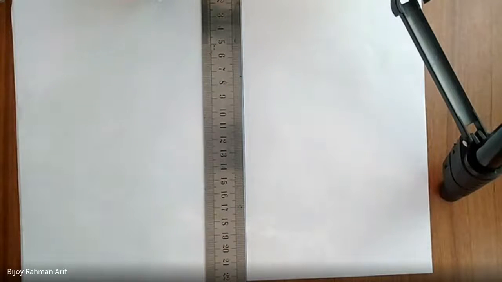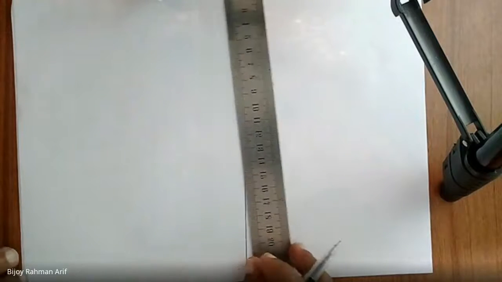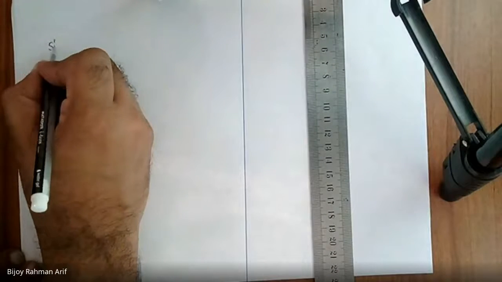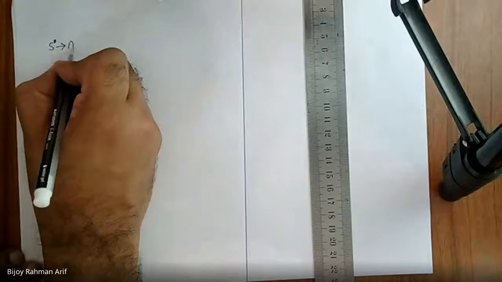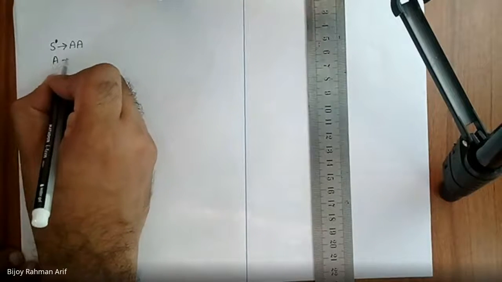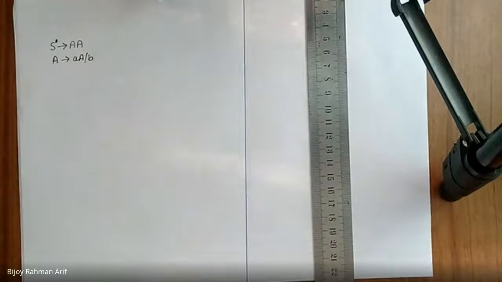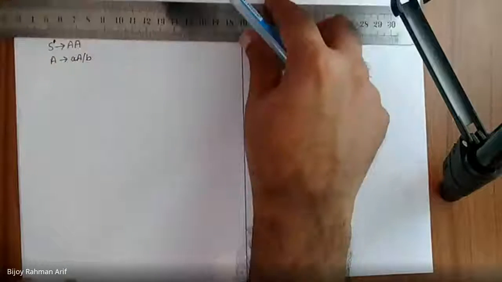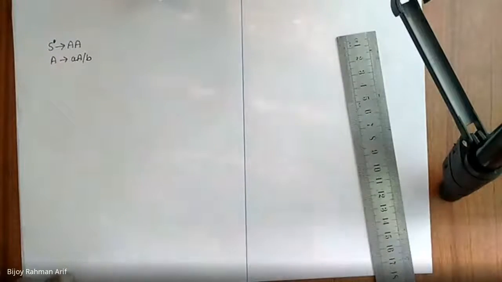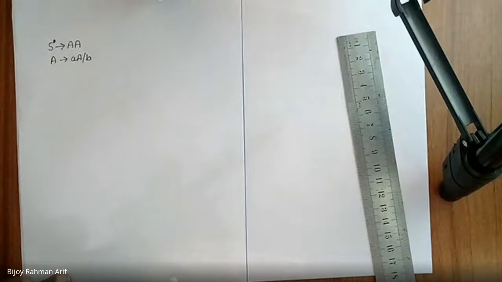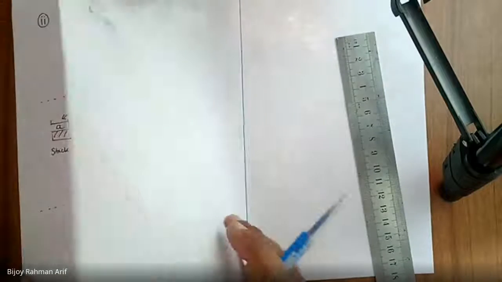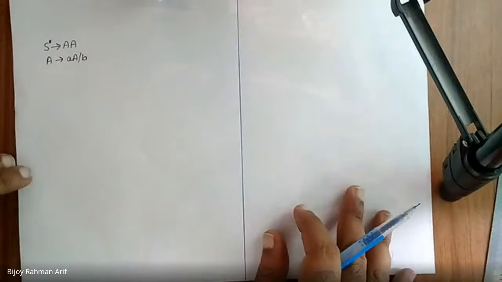Let's take this grammar. S derives A, A derives small a or B. What is the first step? Augmented product. So, we are going to apply the augmented product.